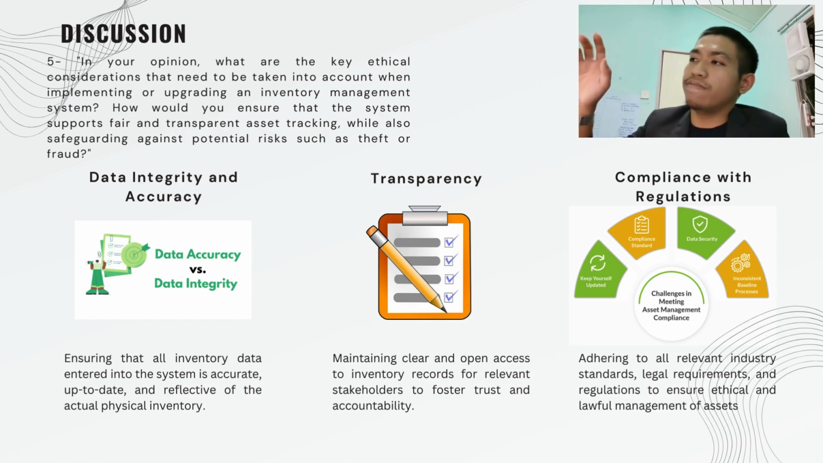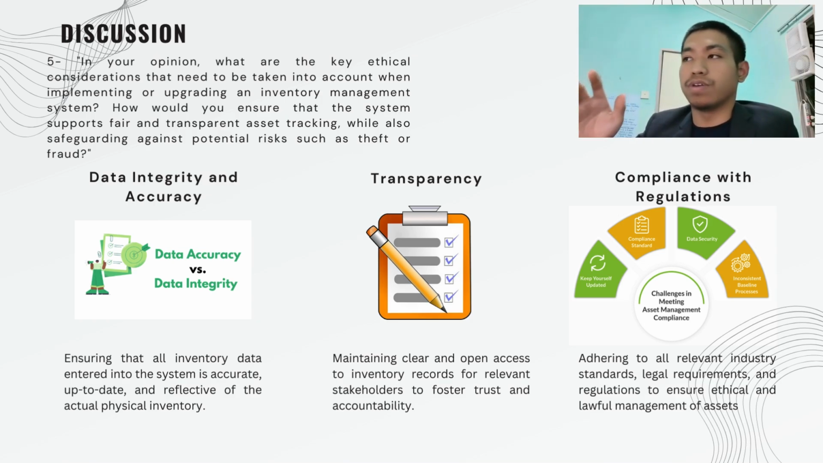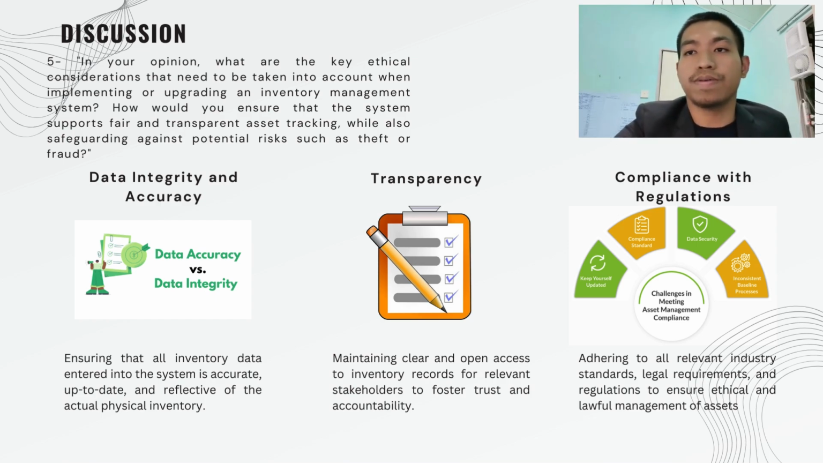Next, we must have transparency on the checklist, maintaining clear and open access to inventory records for relevant stakeholders. We cannot fake the documents, because this is very important to track the filament or material they use. Lastly, compliance with regulations: adhering to all relevant industry standards, legal requirements and regulations to ensure ethical and lawful management of assets.